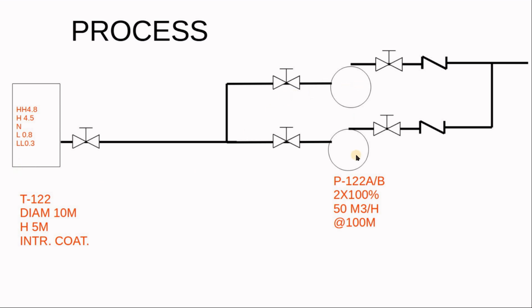brick lining inside, so they will put it there. For the pumps, he said pump 122A/B, that means one of them is A, one of them is B.